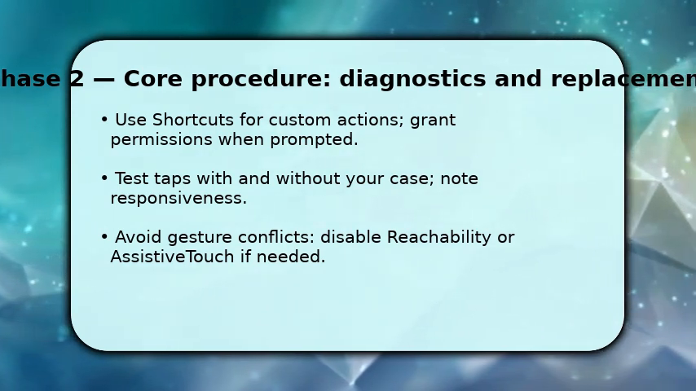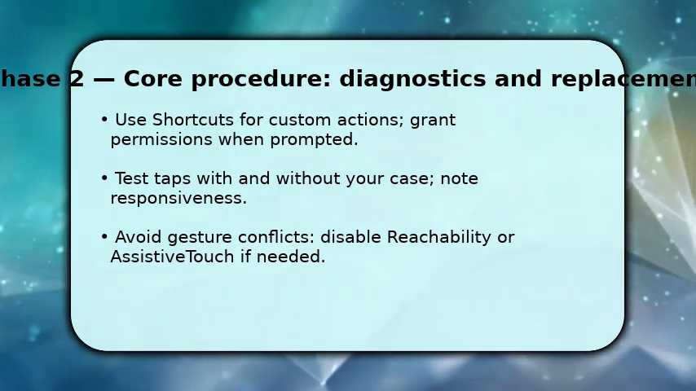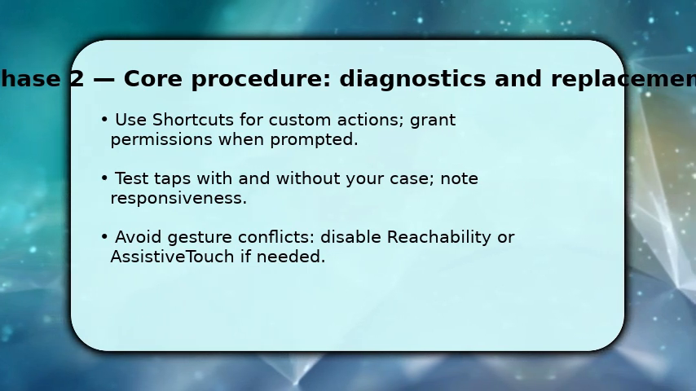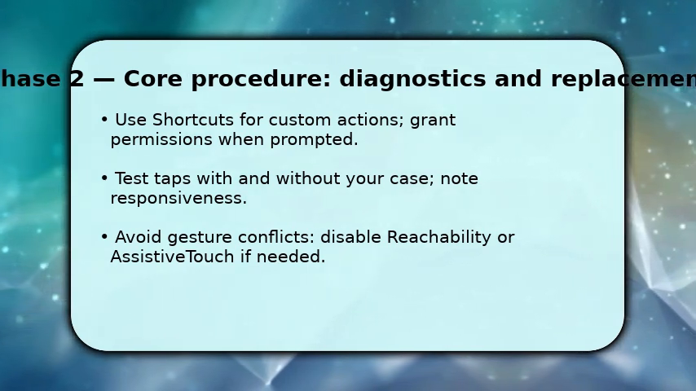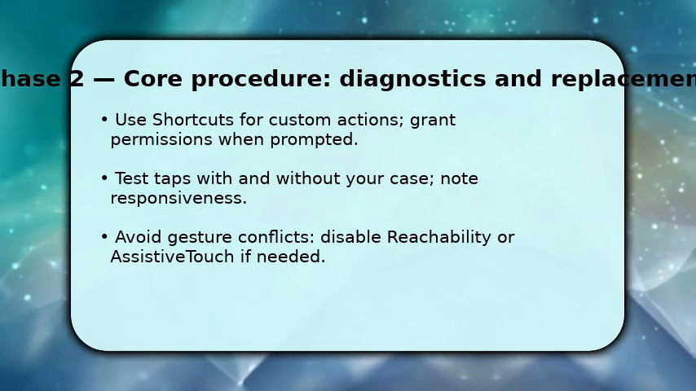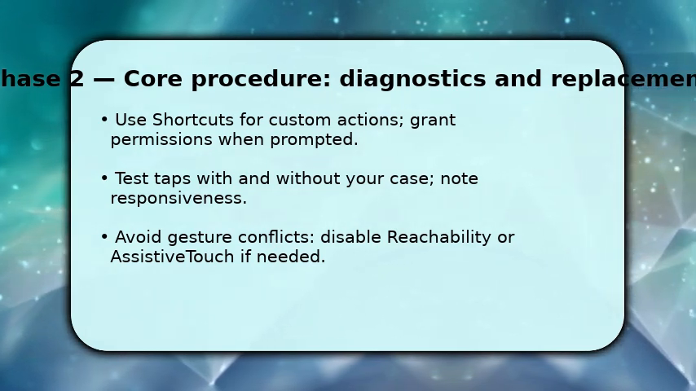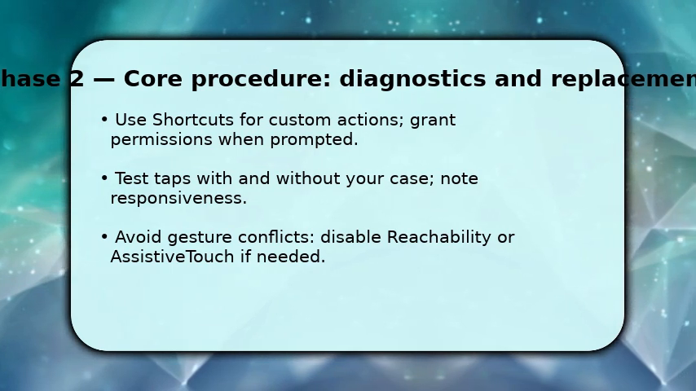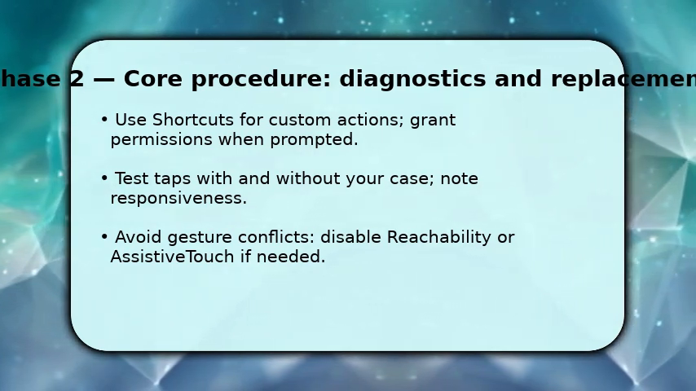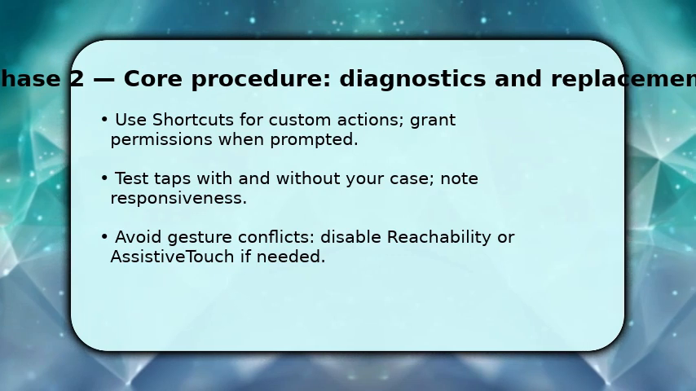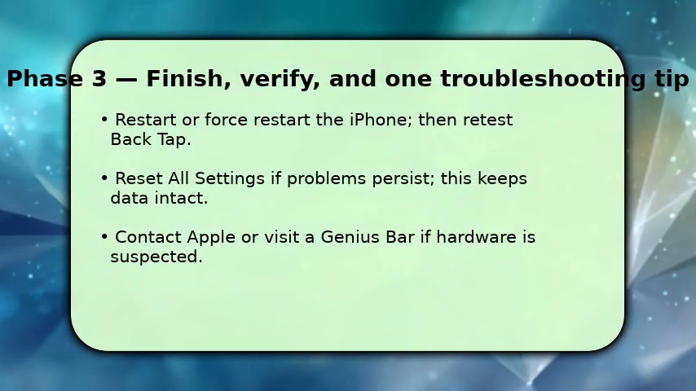Next, test by tapping the phone's back in natural spots. Try with the case on, then off, because cases can dampen taps. If taps feel inconsistent, disable reachability or assistive touch temporarily to avoid gesture clashes, and make small adjustments until the action fires consistently. To finish, validate reliability.